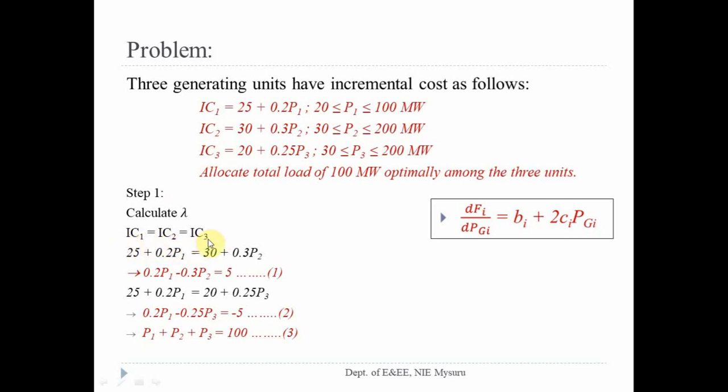When we equate the incremental costs, we get two equations. I have taken first IC1 and IC2 and equated them, IC1 equal to IC2. When I simplify, I get this particular equation, in the form of AX plus BY plus CZ equal to D. Here the coefficient of P3 is 0. Keep that in mind.